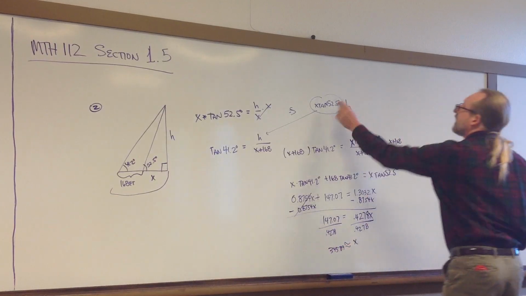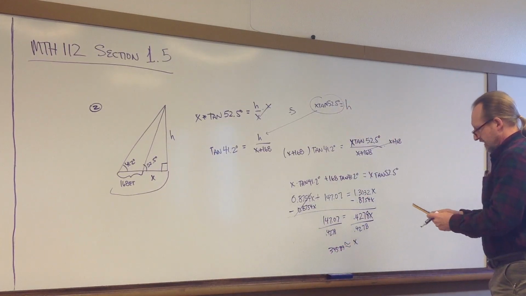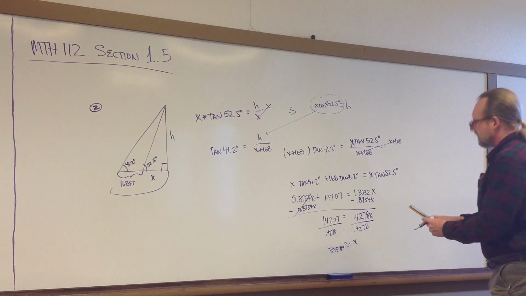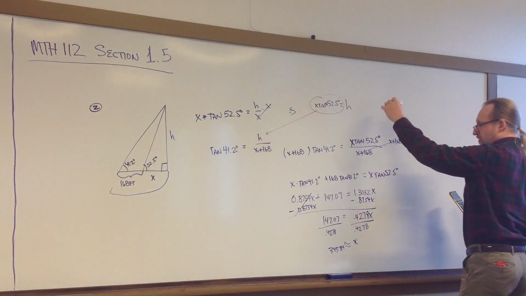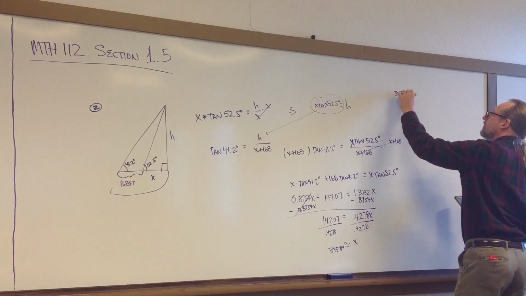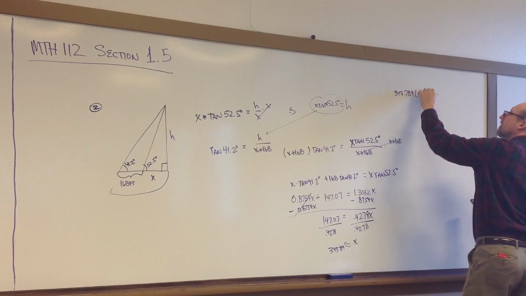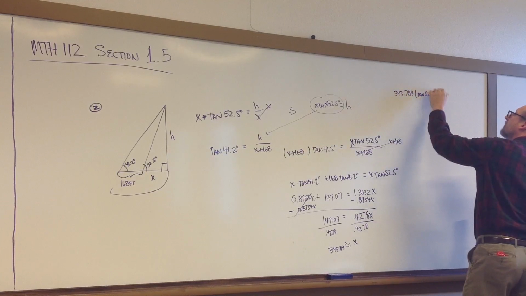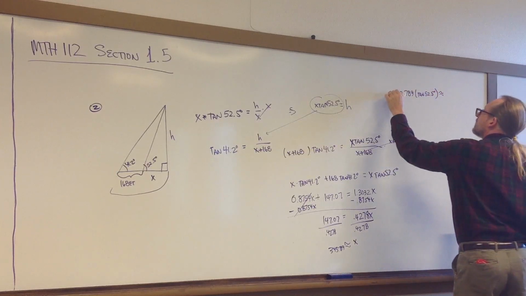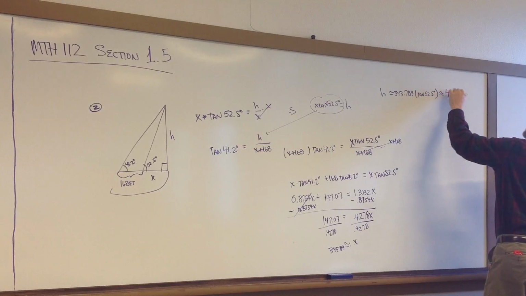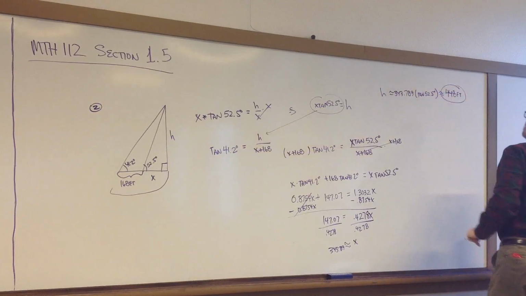And so then I'll take that and multiply it by the tangent of 52.5, and that'll give us a height. So we'll take our x, 343.789, times the tangent of 52.5 degrees, and that gives us a value for h of about 448 feet. Okay.